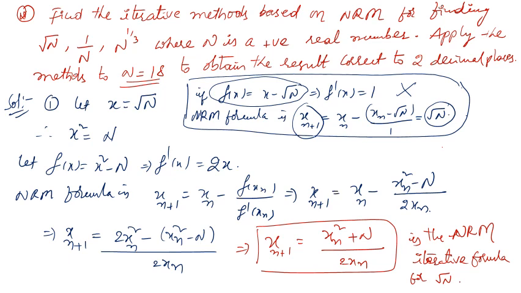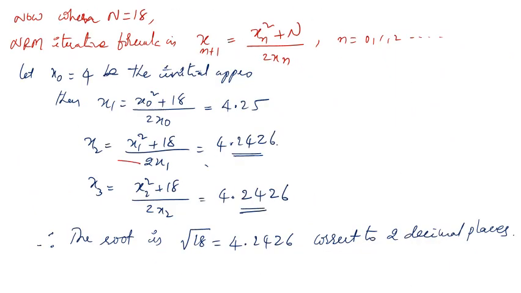For that I am squaring both sides, x square equal to n. Now choose f of x as x square minus n. Then f dash x equals 2x. Substitute f of xn and f dash xn in the NRM iterative formula. After simplifying, I am getting xn plus 1 equal to (xn square plus n) by 2xn. This is the NRM iterative formula for square root of n. Now n is given as 18. Let us take n equal to 18.